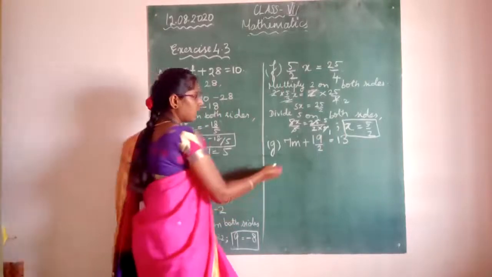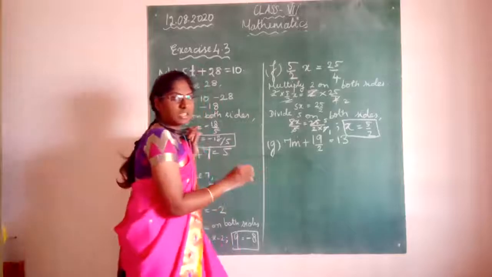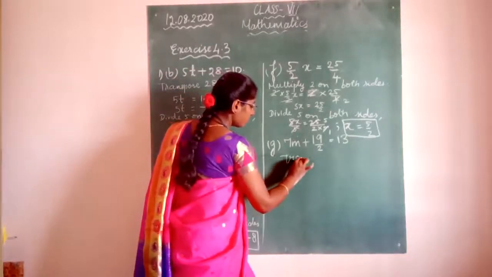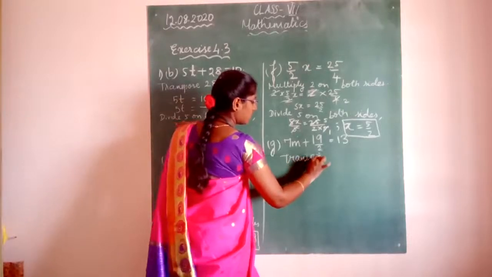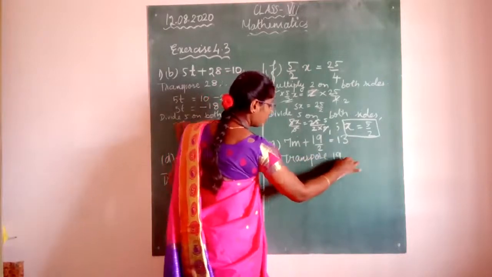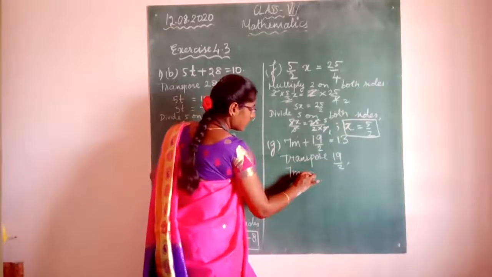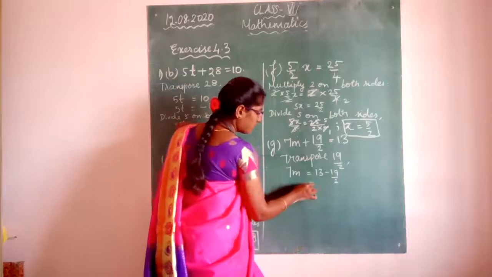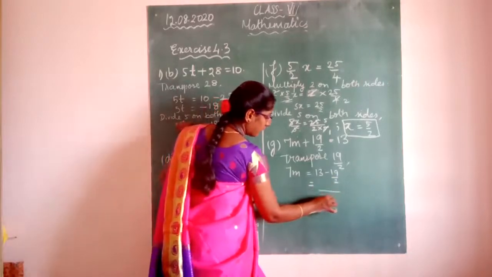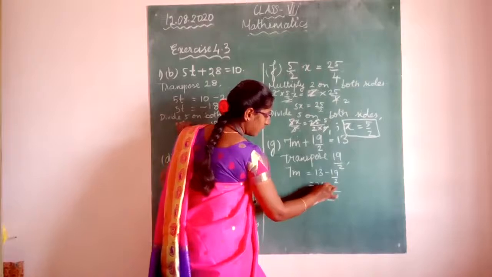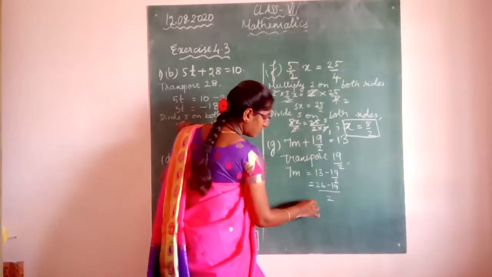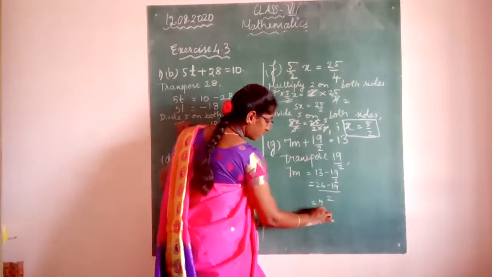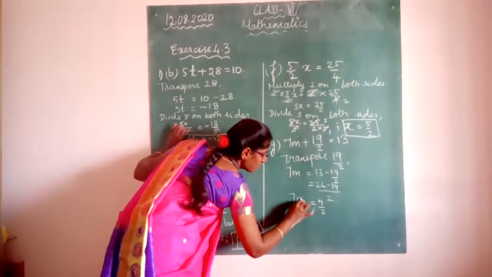Next question. Here we have to transpose 19 by 2. So write 19 by 2. So you will have 7m is equal to 13 minus 19 by 2. So this can be written as, take LCM. So you will have 26 minus 19. So that is equal to 7 by 2. So 7m is equal to 7 by 2.